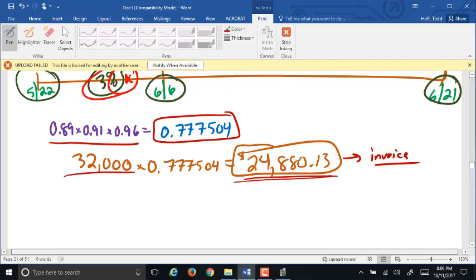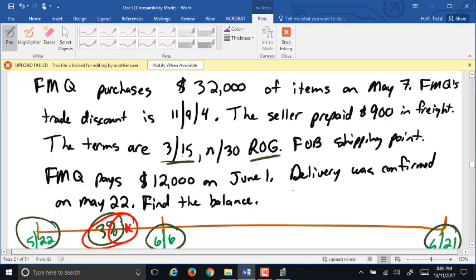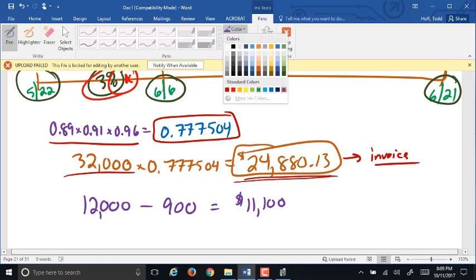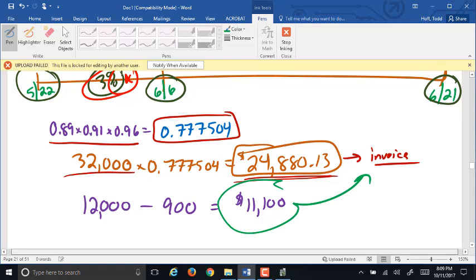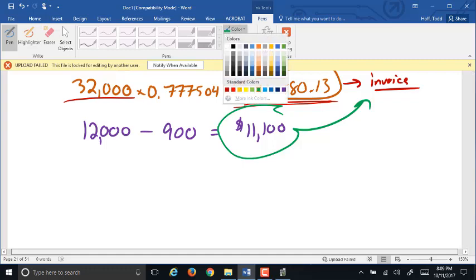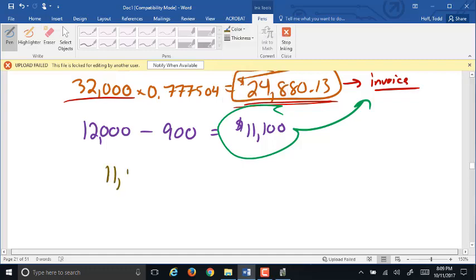So then we take our 12,000 that is paid, and what do we do with it first? Subtract the 900 in freight. That's 11,100 that's going to get put towards the invoice. What do we do with that? Perfect. Divided by 0.97. 11,100 divided by 0.97 is going to be what?